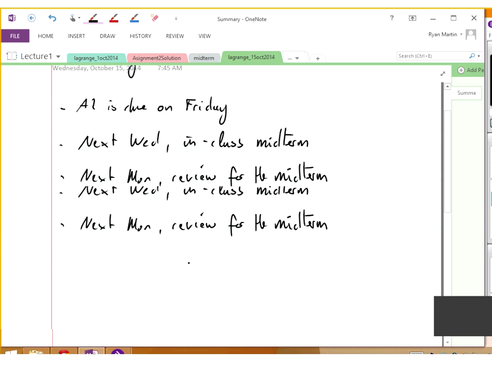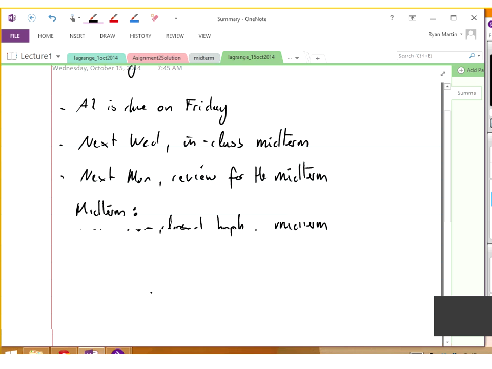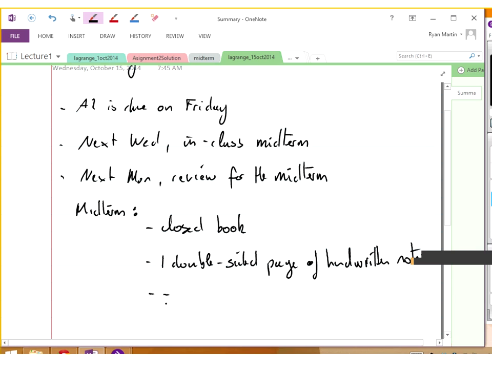You can bring one double-sided page of handwritten notes. And the exam itself will provide a formula sheet with some useful formulas. Okay. Any questions about the midterm next week?